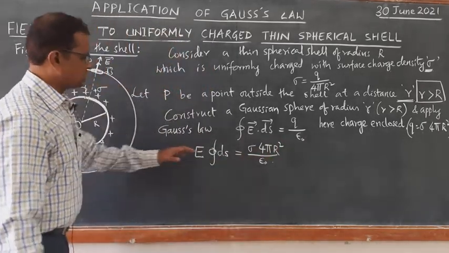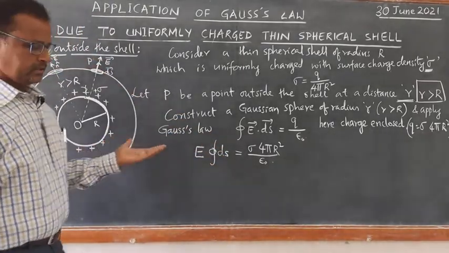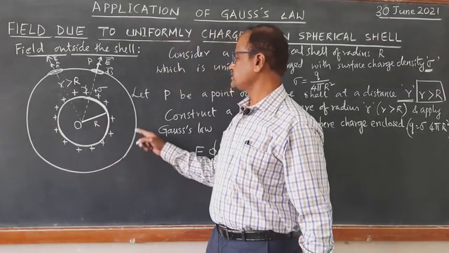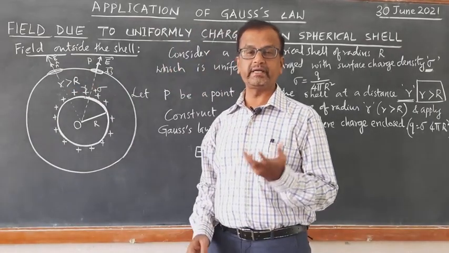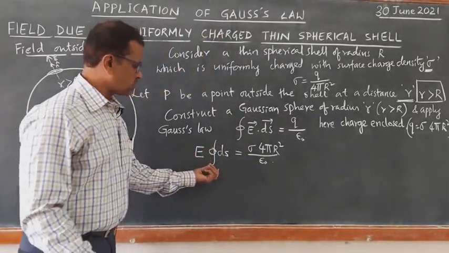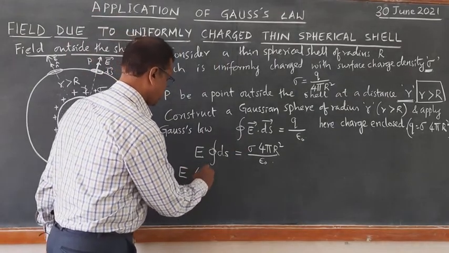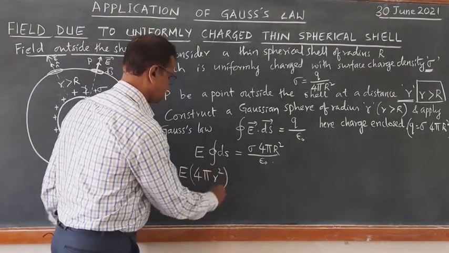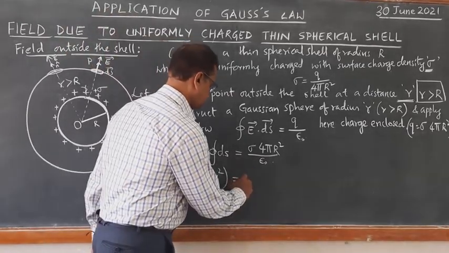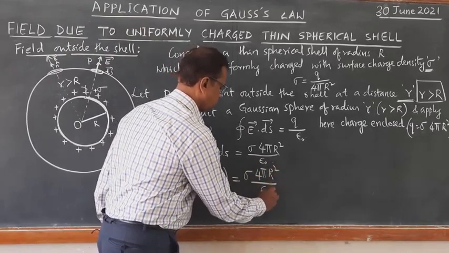Now, the integral of dS taken over the complete sphere gives you the summation of all such small dS for the entire sphere. That gives you the total area of the Gaussian sphere, which is 4 pi small r square. So E into 4 pi small r square, the area of the Gaussian sphere of radius small r, is equal to sigma into 4 pi capital R square upon epsilon naught.